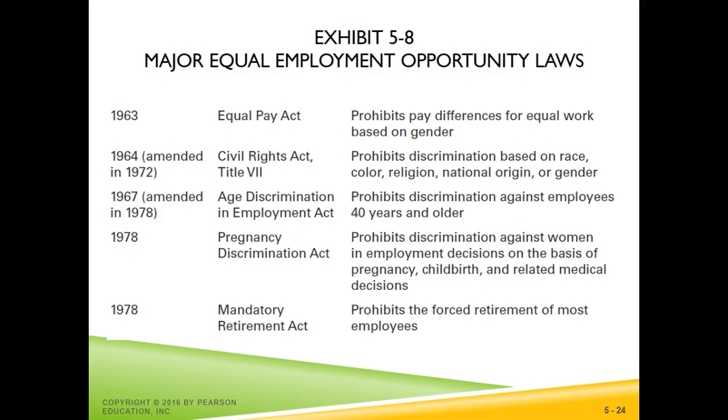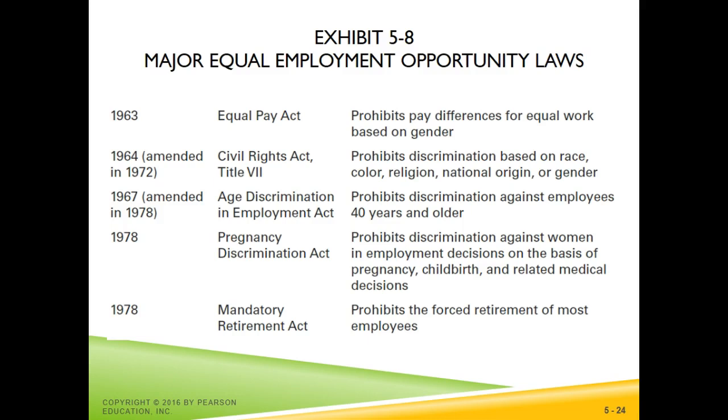So Exhibit 5-8 describes the major equal employment opportunity laws with which organizations must comply. In 1963, we had the Equal Pay Act, and this prohibits pay differences for equal work based on gender. 1964, then subsequently amended in 1972, is the Civil Rights Act, Title VII, that prohibits discrimination based on race, color, religion, national origin, or gender.